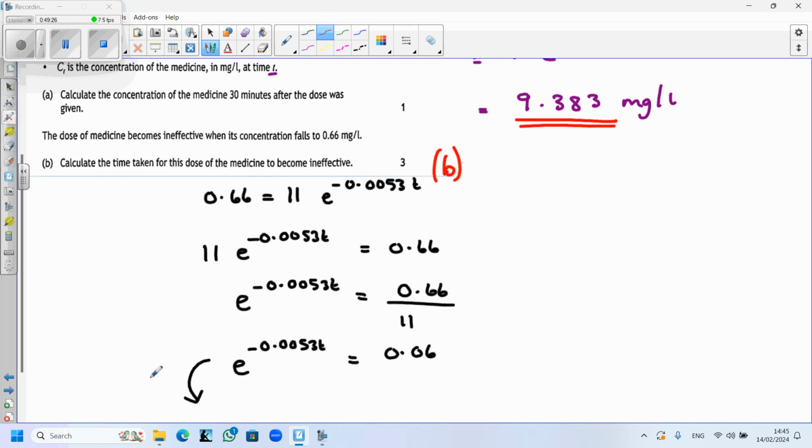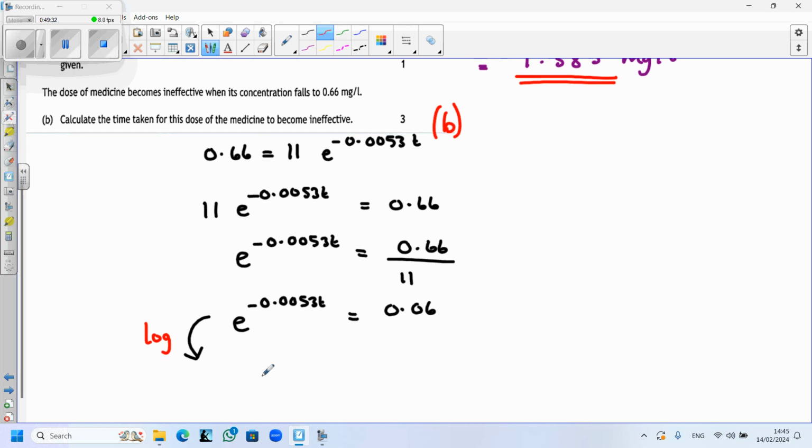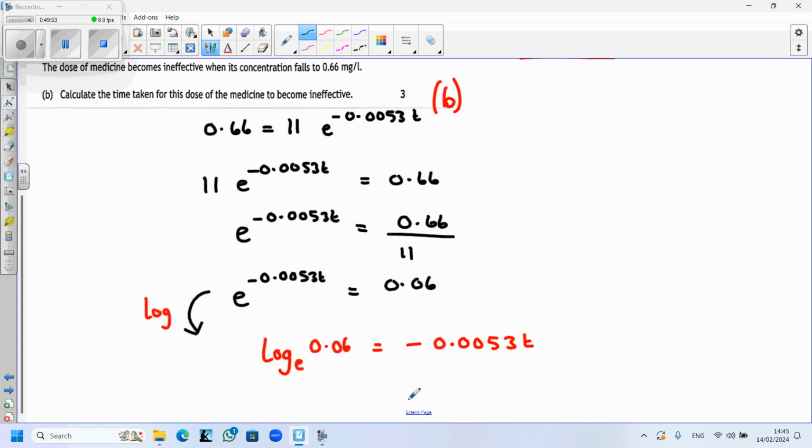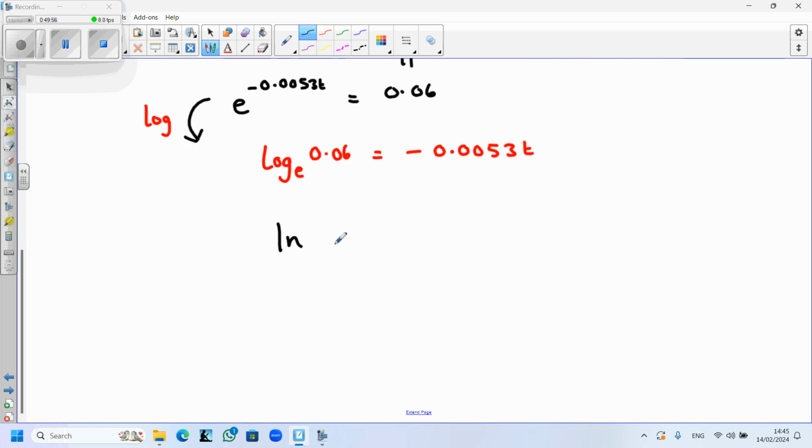The only way to change from an exponential is to a log in order to solve it. So we're changing to a log. The base is e, so it's log to the base e. The answer to the log is the power, so there's the power there. So it's minus 0.0053t, and the bit I've not used is 0.06, so that goes in there. Now I'm going to change it to the proper notation. I know that the natural log is given by that symbol. Okay, and that's all equal to this thing here. I want to work out what t is, so that's staying, and I'm going to divide by that.